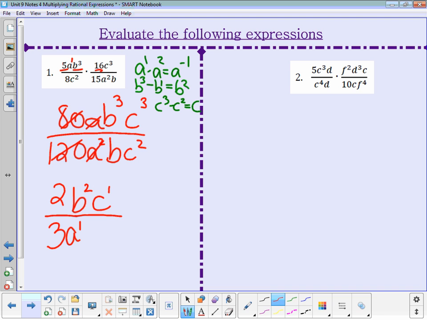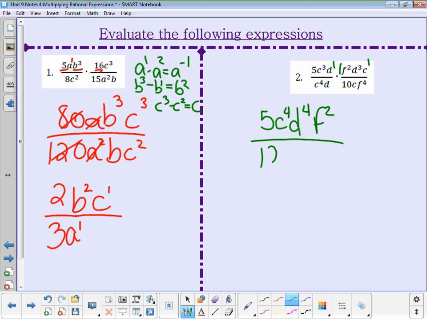All right, let's take a look at number 2. So again, multiply coefficients, add exponents. Well, there's no coefficient here, so that coefficient is just 1. So 5 times 1 is 5. So now I just want to go through and combine my letters in the numerator. And I like to do that mainly by just going in alphabetical order. So that way I make sure I keep track of everything. So c cubed times c to the first, add those exponents and you get c to the fourth. D to the first times d to the third, add those exponents, you get d to the fourth. F squared is just by itself.